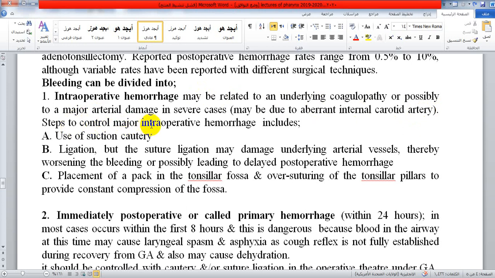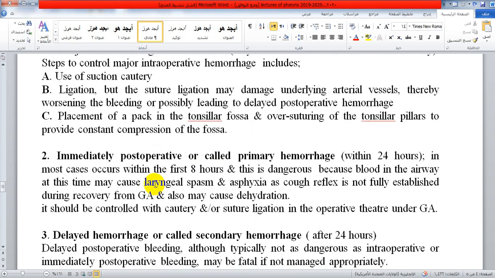Steps to control major intraoperative hemorrhage include use of suction cautery, ligation, but the suture ligation may damage the underlying arterial vessels, thereby worsening the bleeding or possibly leading to delayed post-operative hemorrhage. C. Placement of a pack in the tonsillar fossa and over-suturing of the tonsillar pillars to provide constant compression of the fossa.